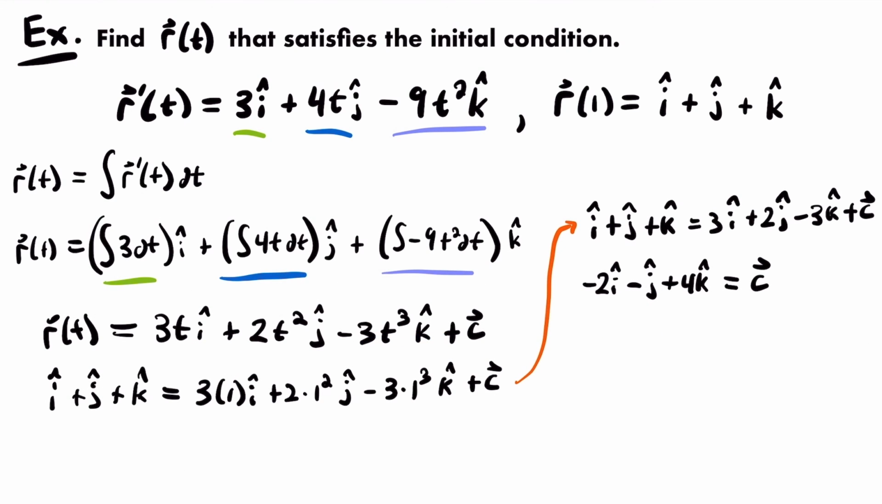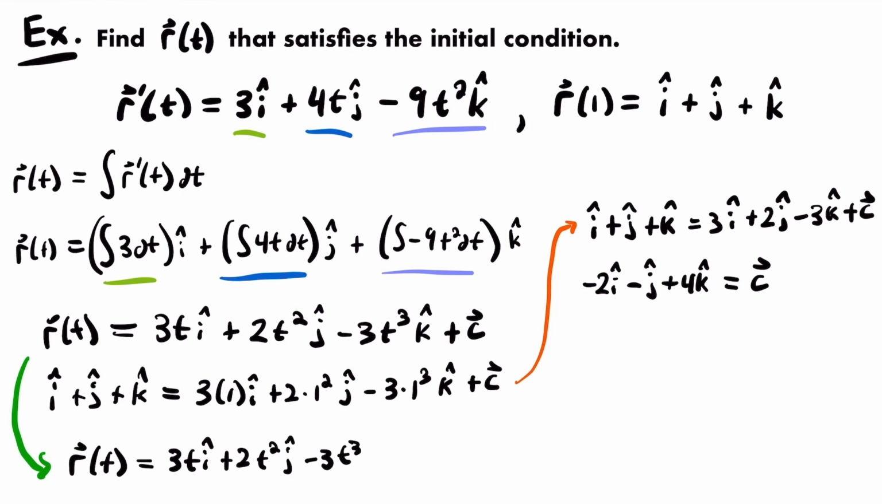What I'm going to do is just simply rewrite our vector function down here. r of t will be equal to 3t i plus 2t squared times j minus 3t cubed times k, but now we're going to add that constant vector that we just found. It's negative 2i minus j plus 4k. So instead of writing a plus sign here, I am going to write minus 2i minus j plus 4k.